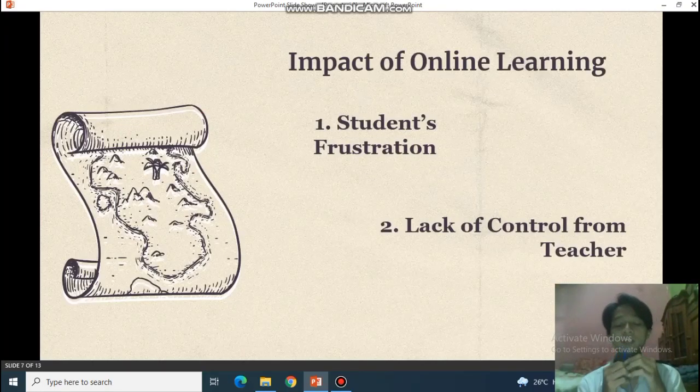The impact of online learning, these are the factual examples, is frustration, I'm sorry, and the second is lack of control from teachers. Actually, this is the bad side, one of the two bad sides of online learning, especially in Indonesia, because Indonesia is not really advanced yet in the distribution of internet.